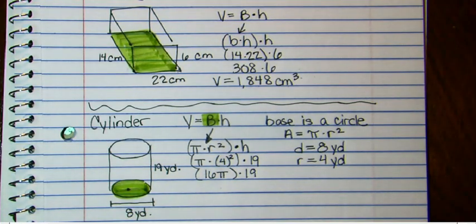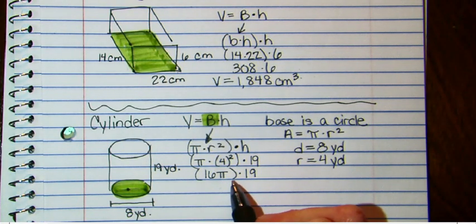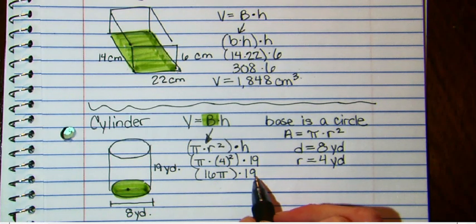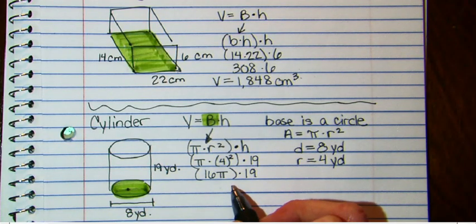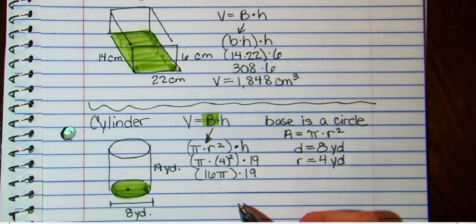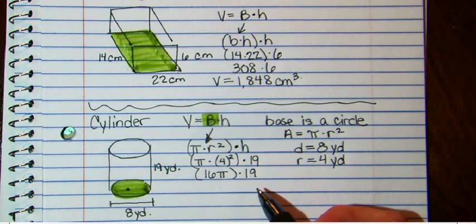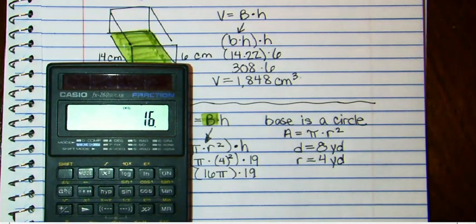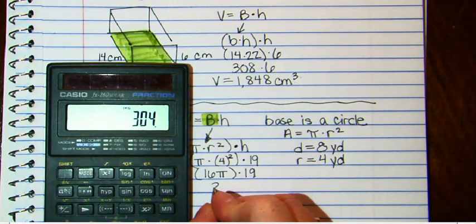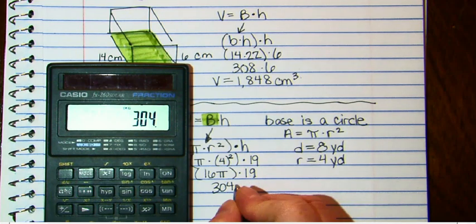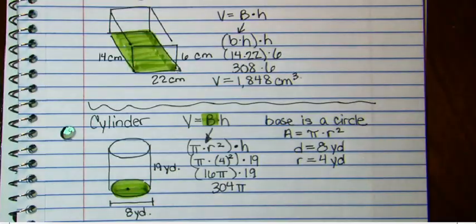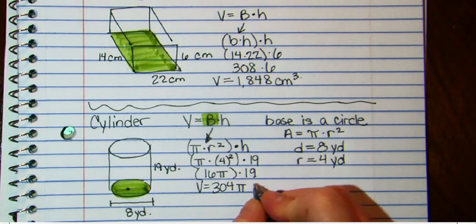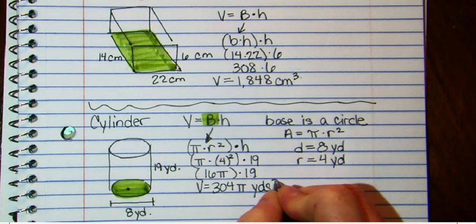times 19. Recall from last week, we want to wait to multiply the pi out until the very end. So we're going to do 16 times 19 because remember that order of operations, multiplication, it doesn't matter. If they're all multiplying to each other, we can multiply whatever two that we want together first. That's commutative property. You can move the numbers around as long as you keep the operation the same. So 16 times 19, we're going to put in our calculator. I've already got the 16 times 19 is going to give me 304. I have not multiplied the pi out yet, so it's 304 pi. So the volume equals 304 pi, and then our units are yards cubed.